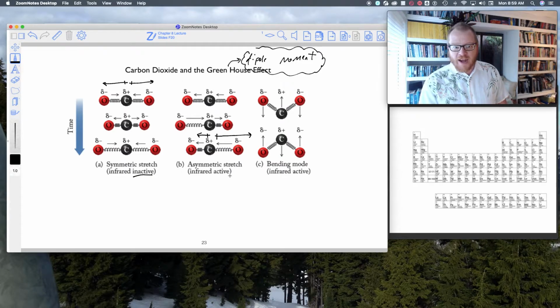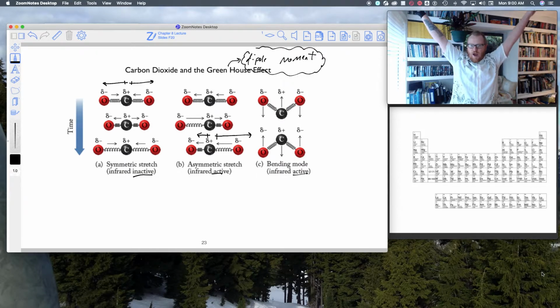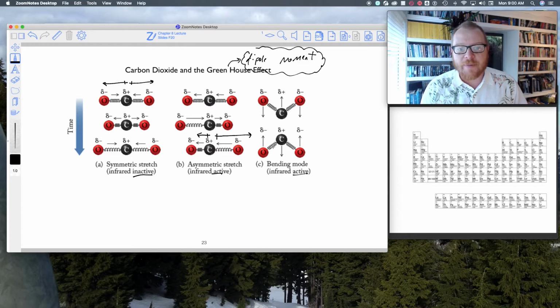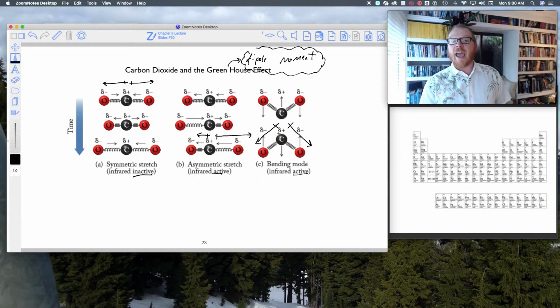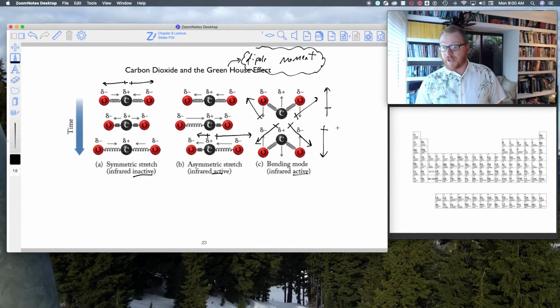So that one's infrared active. There's another infrared active mode, and that's called the bending mode. That's where these oxygens are able to move up slightly like this and down, okay? And as it turns out, that also gives you a dipole moment because in this configuration, I could draw the dipole moment pointing down this way, and I could draw the dipole moment pointing down this way. And overall, when it's in this position, there's an overall dipole moment pointing down. And when it's in this position, there's an overall dipole moment pointing up.